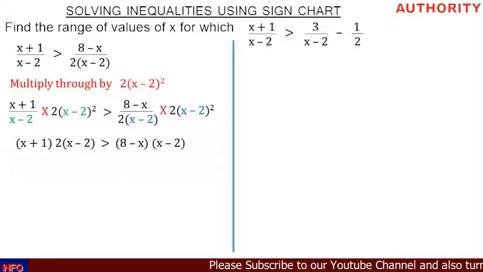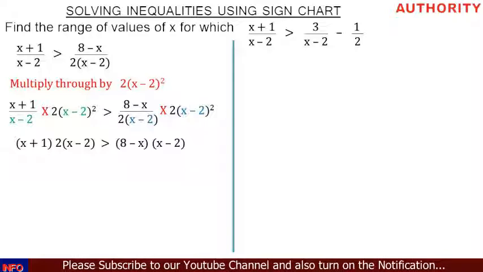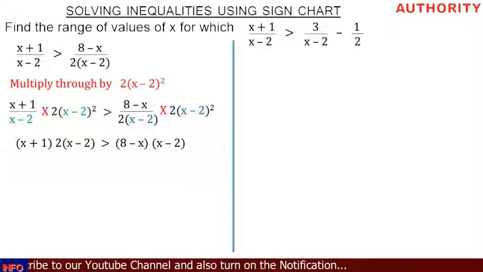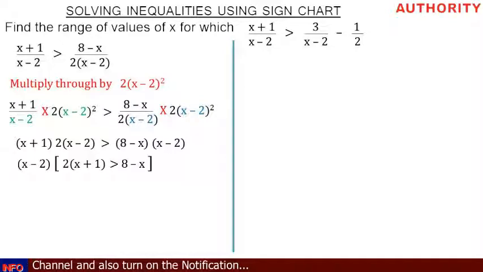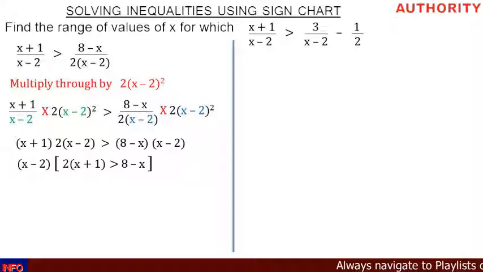Now let's look closely. What do they have in common? What can you find on the left hand side, and you can also find on the right hand side? You can see clearly that (x - 2) is common, so let's factor out (x - 2). When you factor out (x - 2), let's open a big bracket. What will be remaining on the left hand side will be (x + 1) and then 2, greater than, and on the right hand side we will have (8 - x) remaining. Now let's put the remaining values in a bracket.